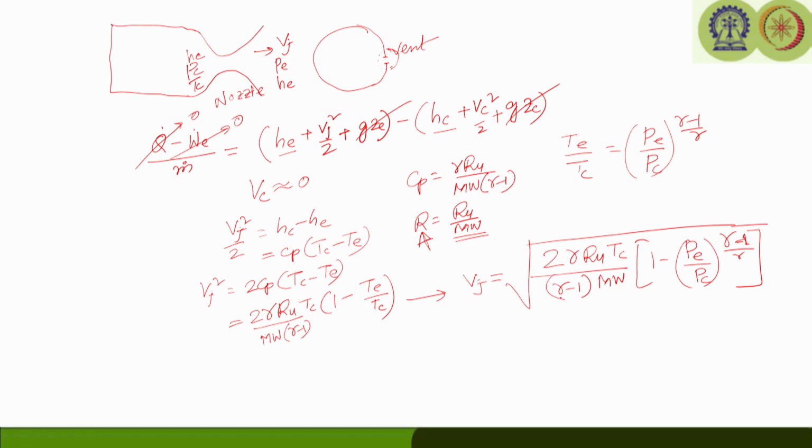Now, in the next lecture, we will try to understand which parameters are more important and influence the value of Vj, because Vj is very important in terms of the rocket equation. So, we will try to understand the various influencing factors for Vj. With that, we close this lecture. Thank you.